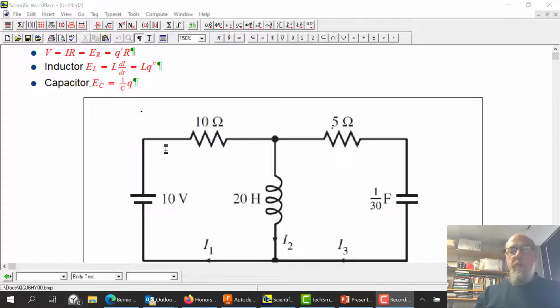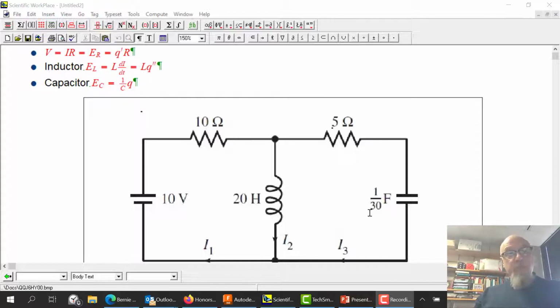So amperage would be coulombs per second, so it's a rate of change of the Q, the charge. So Q prime times the resistance. An inductor, here's a 20 Henry inductor here. The voltage drop across an inductor is proportional to Q prime prime, so LQ prime prime, and across a capacitor here, 1 over C times Q.